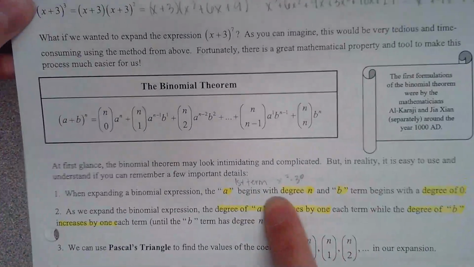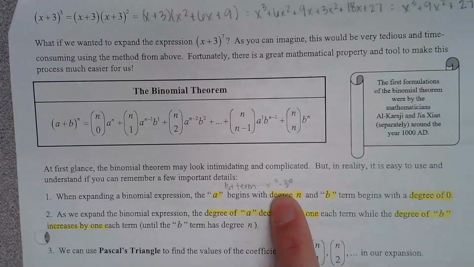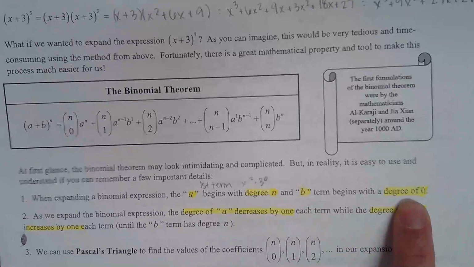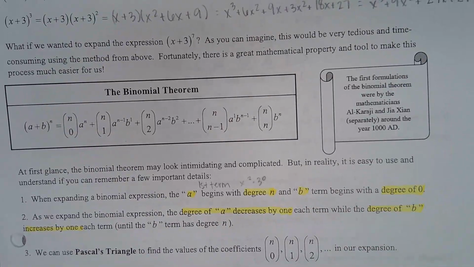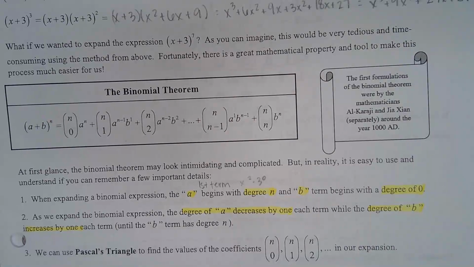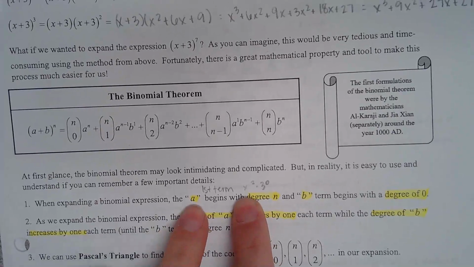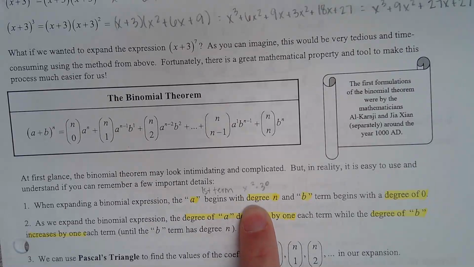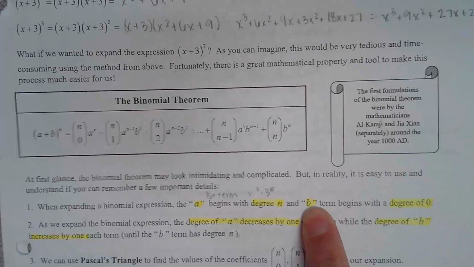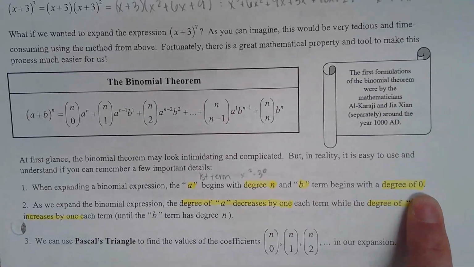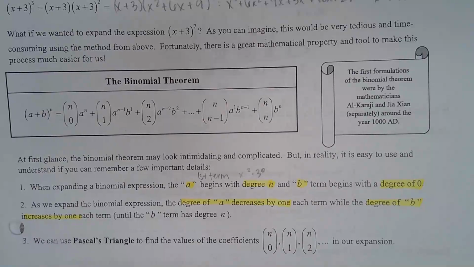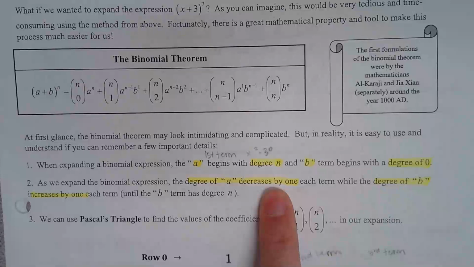So your first term would be a squared times your b term with a degree of 0. And that's how we're always going to start it. Your first term with the degree n, whatever the degree is of your problem, times your b term with a degree of 0. That will always be the same first start. So for our example, the x plus 3 all squared, your first term is going to be your a term, x squared, which was our degree to begin with, times your b term, which was 3, with a degree of 0.